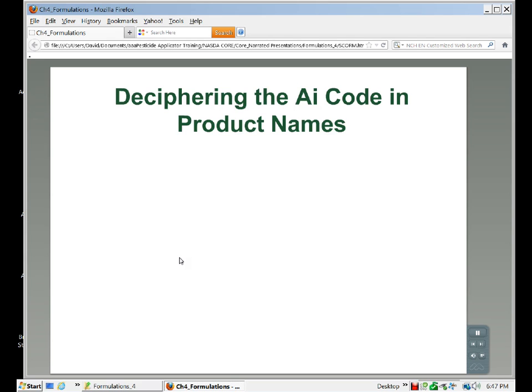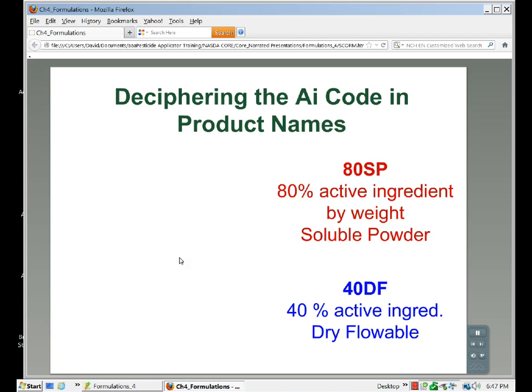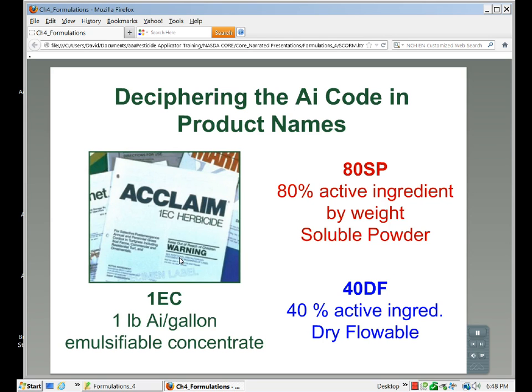The number used in a brand name often correlates with the rate of active ingredient in the formulation. 40DF is a dry flowable formulation with 40% active ingredient. 80SP would be a soluble powder with 80% active ingredient. With liquid formulations, numbers usually relate to the number of pounds of active ingredient found in a gallon of the formulated product. So a Claim 1EC herbicide contains 1 pound of active ingredient for each gallon of formulated product.